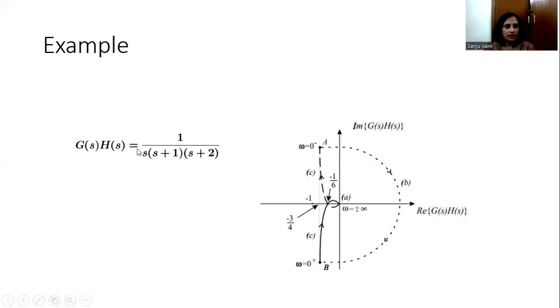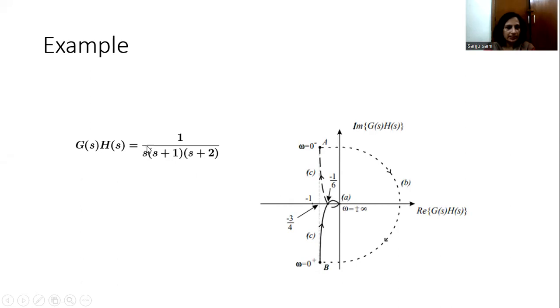So this is G(S)H(S) equal to 1 divided by S into (S plus 1) into (S plus 2). This is the G(S)H(S) plane. Within this plane, if we want to draw the Nyquist plot, it will simply be a polar plot. The polar plot for 1 divided by S(S plus 1)(S plus 2), with omega going from 0 to infinity, will take this shape.